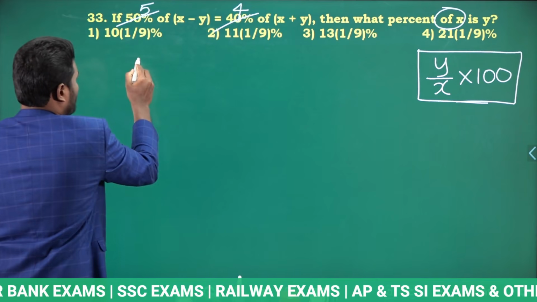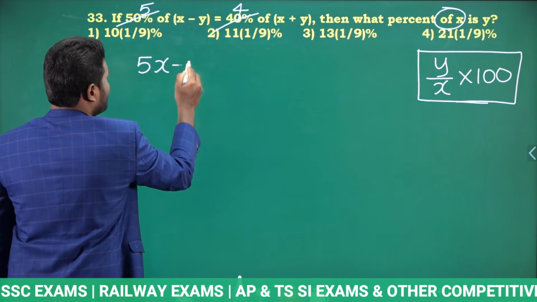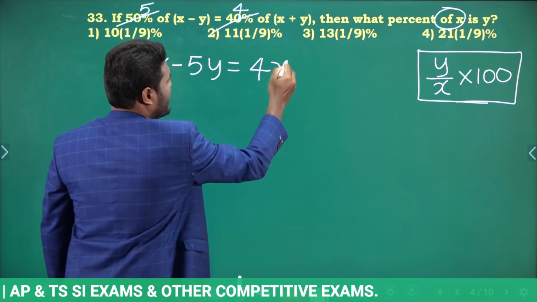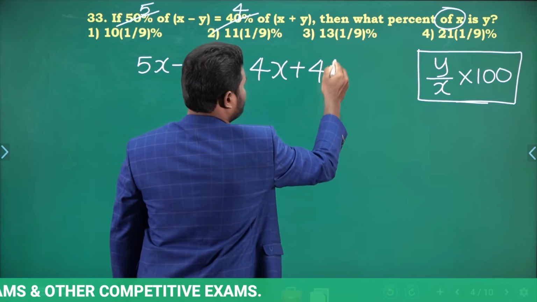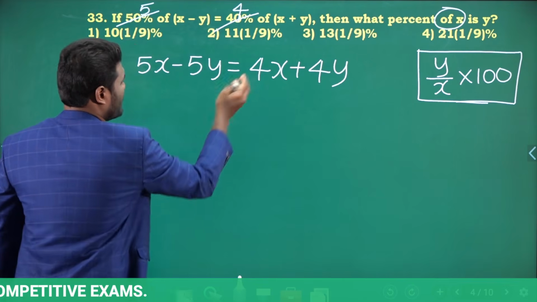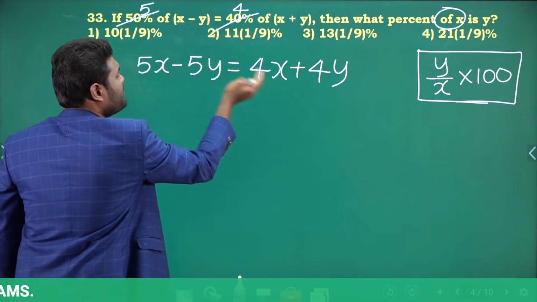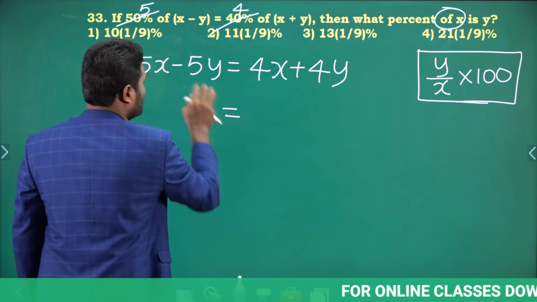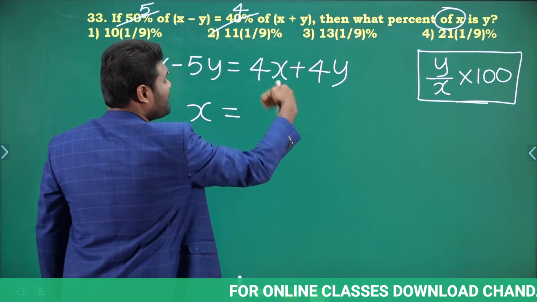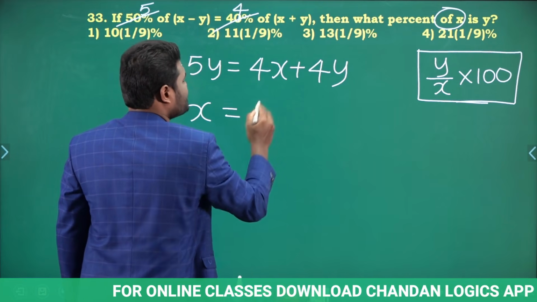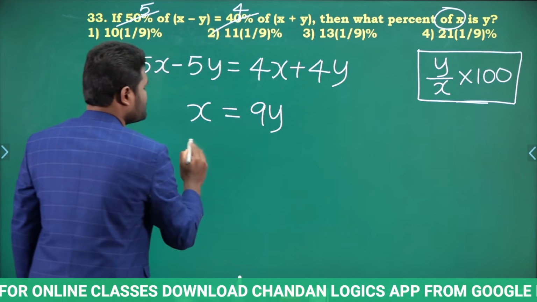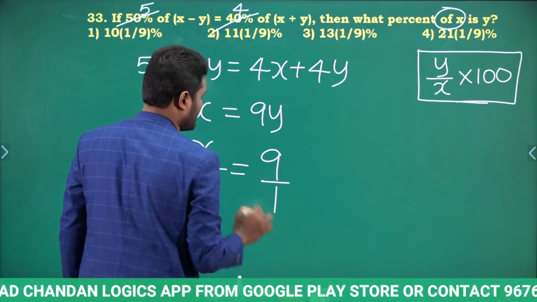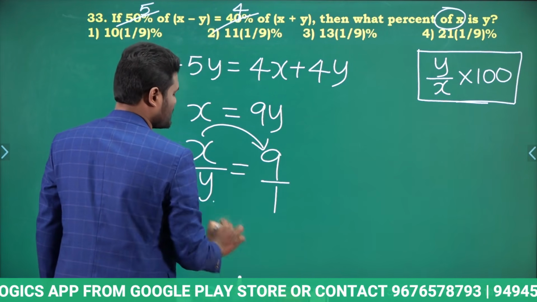If you simplify this, it is going to be 5x minus 5y equals 4x plus 4y. Yes or no? Now if you simplify this, 4x comes to the other side as minus 4x. 5x minus 4x is nothing but x, equals minus 5y going to the other side as plus 5y. 5y plus 4y is nothing but 9y. Which means x by y equals 9 by 1, which means x is 9 parts, y is 1 part.